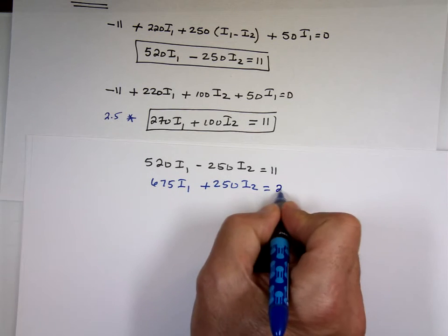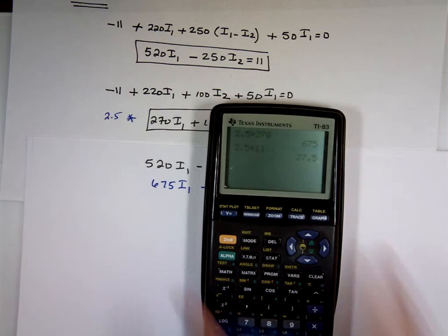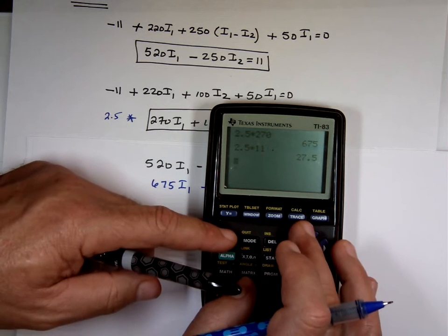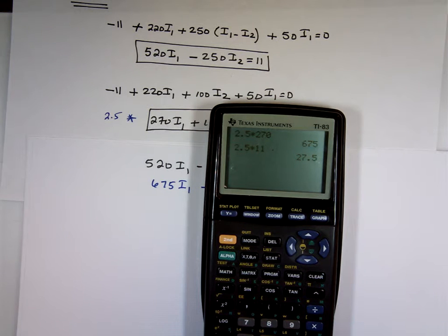27.5. I spoke too soon about my battery's dead. Can you see it now? That's the brightest I can get it. That says that it's too dim on me.